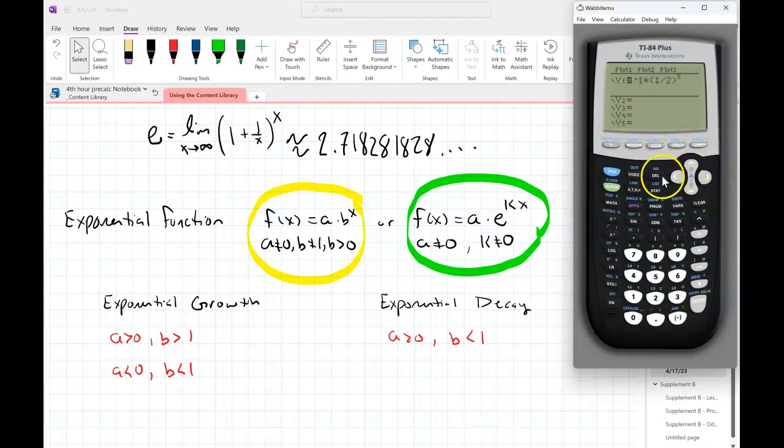So this is A is negative and B is bigger than 1. What do I have going on here? Growth or decay? It's decay, right? As we move from left to right, it's going down.